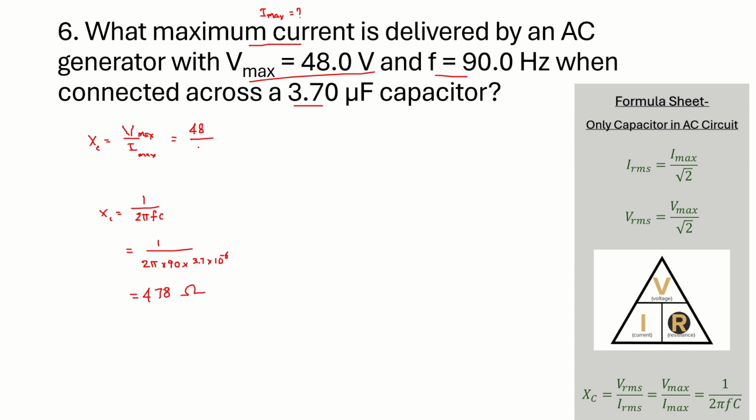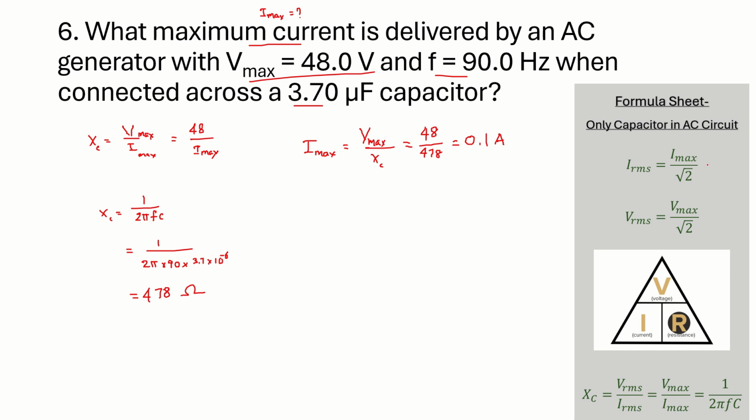So, we can use the Ohm's law. So, we can rewrite. So, Imax I have to calculate, which is equal to Vmax over the Xc. So, which is equal to Vmax is 48 divided by the Xc value 478. So, the answer is nearly 0.1 ampere. Okay. That is it. So, very easy, the problems are very easy.